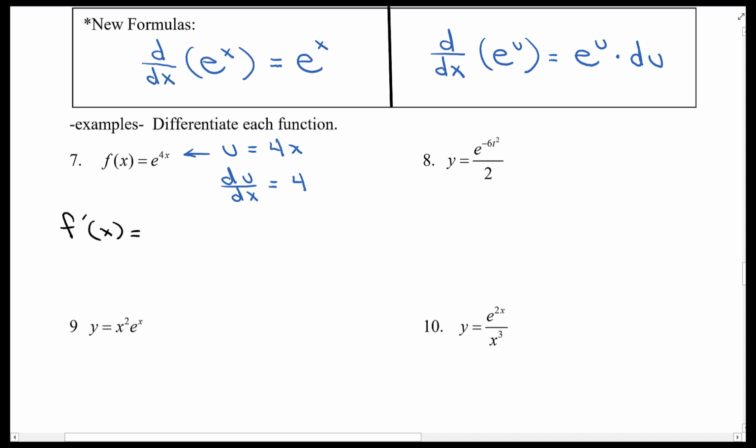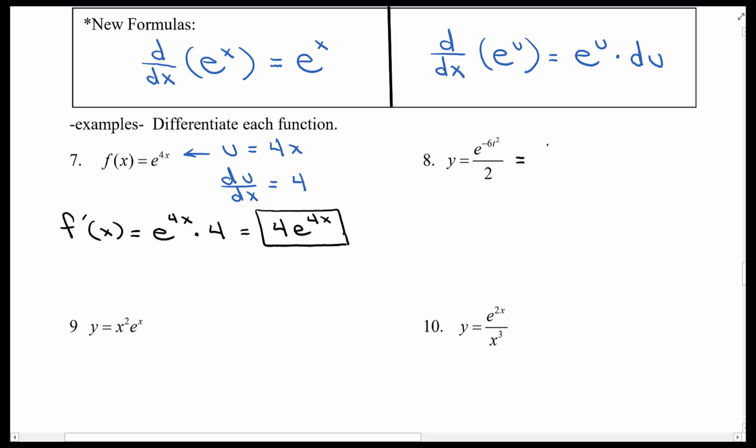So that means that the derivative of u with respect to x is going to be equal to 4. F prime of x is equal to e raised to the 4x power times 4, which equals 4e raised to the 4x power. We're going to box that in, and that's going to be our answer. That's going to be our derivative for that function.